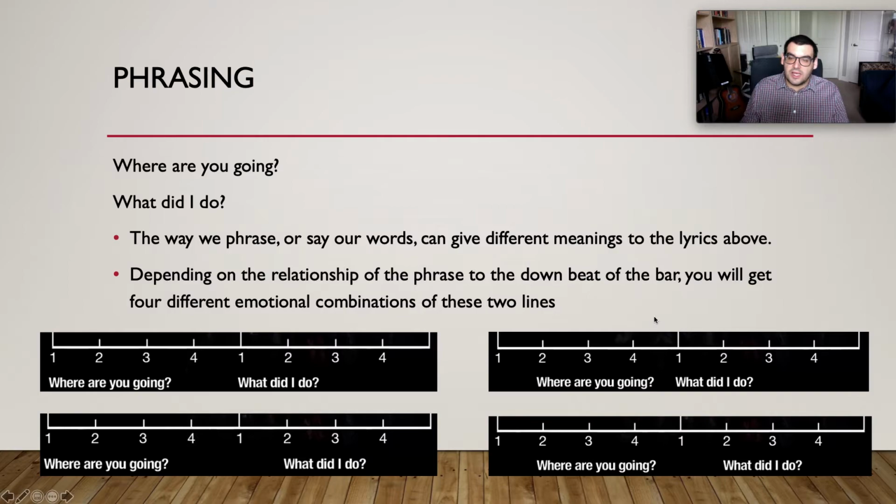Okay, let's try again. Let's move our first phrase to beat 2 and our second phrase back to being right on beat 1. Here we go. 1, 2, 3, 4. Where are you going? What did I do? Where are you going? What did I do?